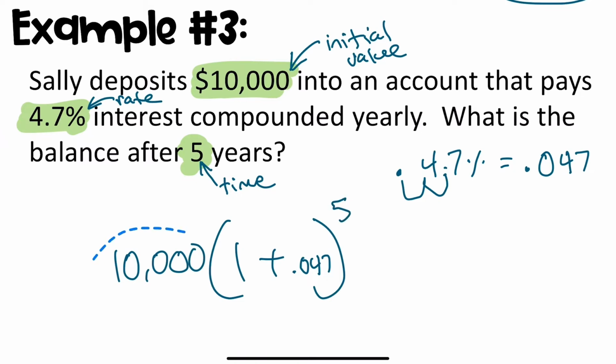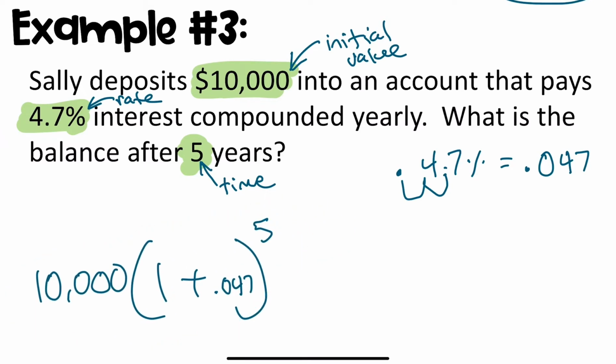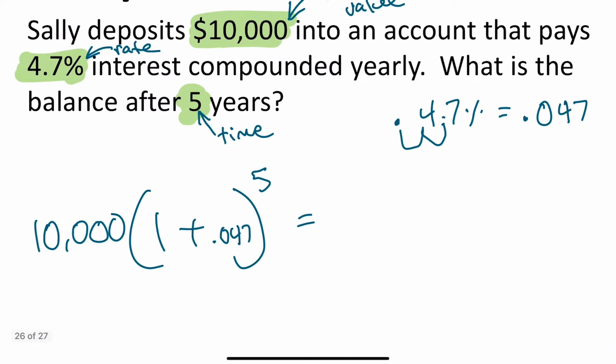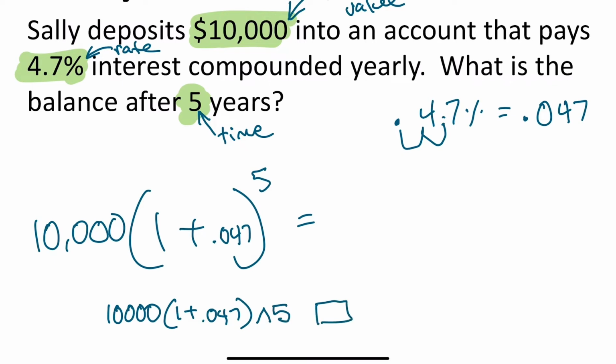Cool. Now we just take this whole thing and we're going to put it in our calculator. Now, unfortunately, my calculator isn't going to look the same as yours, but I will tell you that the command is just going to be all this stuff. So if you're plugging it into your calculator, you should have 10,000 parentheses 1 plus 0.047. The way we got an exponent on our calculator was using that caret key. Remember, it's like a little up arrow and then the 5. So that's what it should look like. And then you're going to press the equal sign. After you do all that, we should get a number. So let me put mine in really quick.